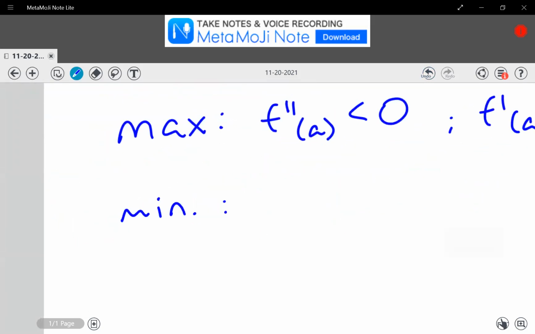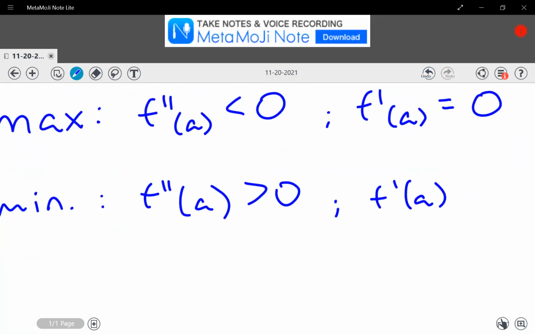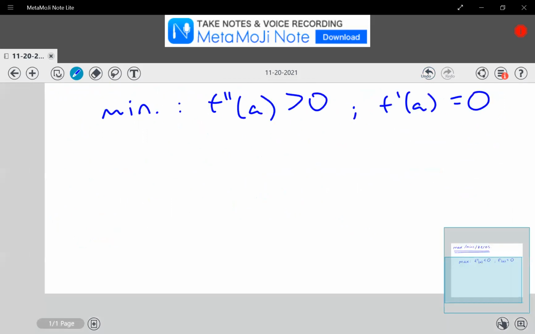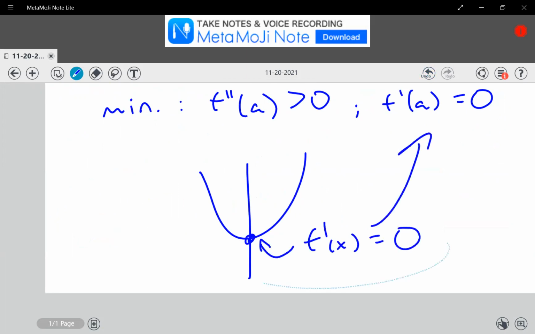Minimum, same idea. The second derivative of f at a is going to be greater than 0, it is positive. And the first derivative of f at a, you also want that to be 0, okay? Because think about it like this. This here's your minimum. Just right here is 0. Where it's at the minimum, the first derivative equals 0. That's what you want, okay?